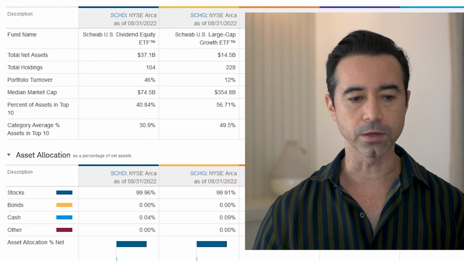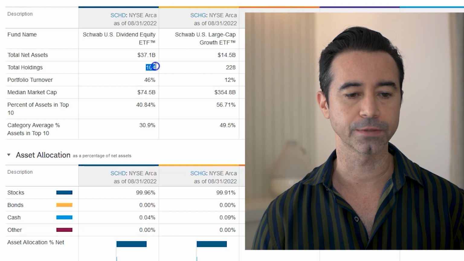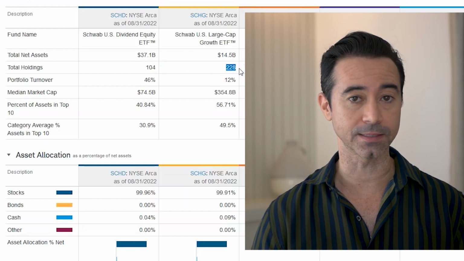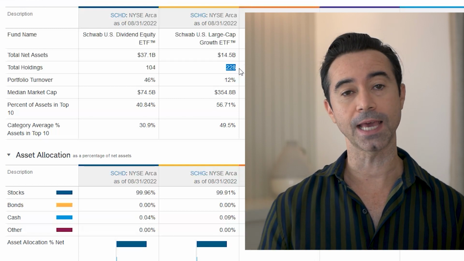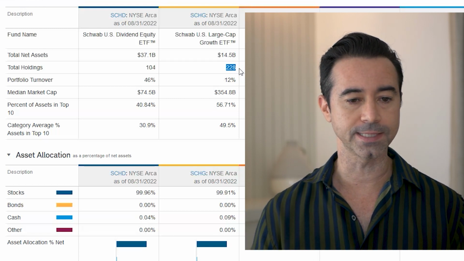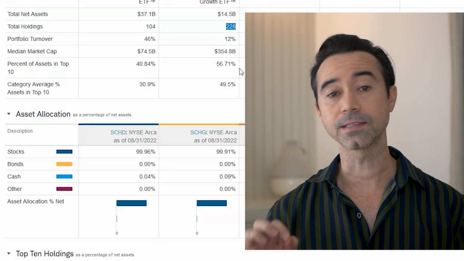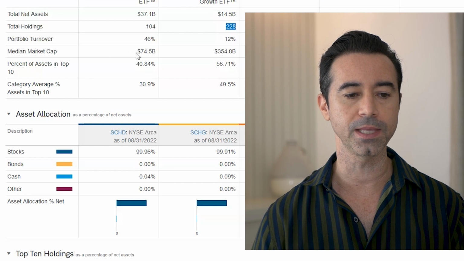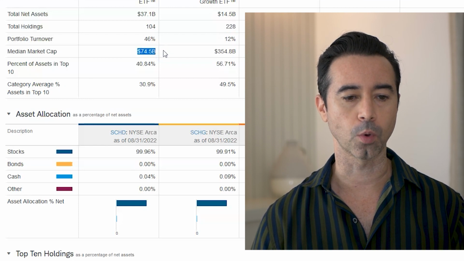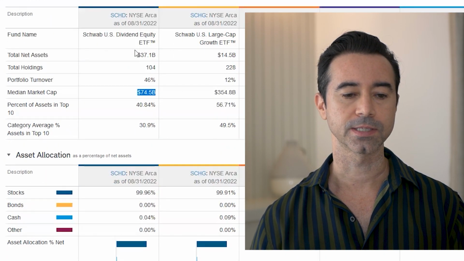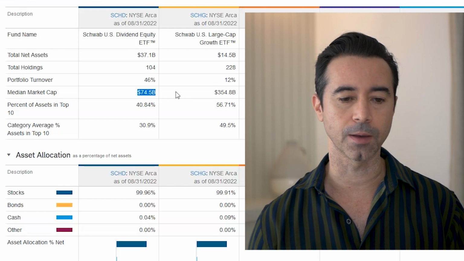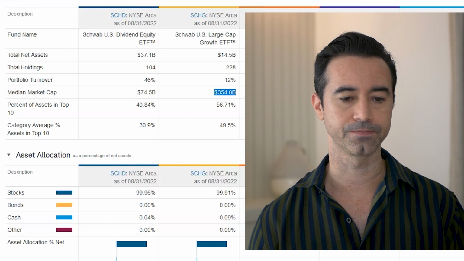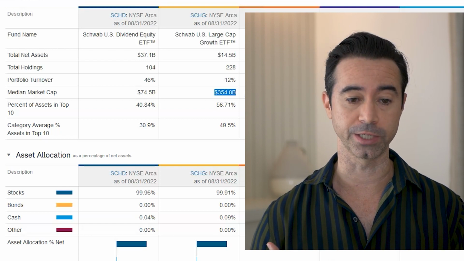In terms of the portfolios, we have SCHD, which has 104 different holdings inside of it. And then we have SCHG with 228 inside of that. So 228, obviously, it's a bigger portfolio, SCHG, than SCHD. The size of the companies inside the portfolios, the average is actually also pretty different. So the median market cap is 74 for SCHD. So 74 billion is the median size company, and then the median size company in SCHG is 354 billion. So much larger in SCHG.